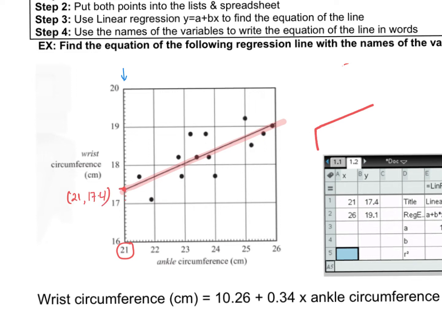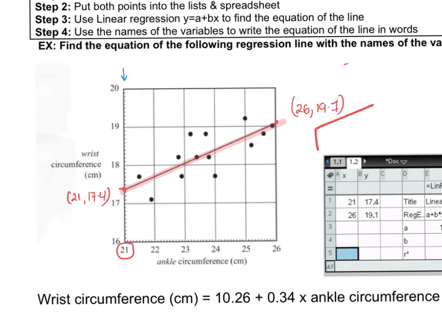And the other one I'm going to use is where it crosses up the top here. I'm going to say when x is 26, and I'm just using them because I think it's easier. Just pick easy ones that you can see. It doesn't matter which point on the line you pick, just as long as it is on the line. I went up and used my ruler and I can see that's like 19.1. So here are my 2 points, okay?